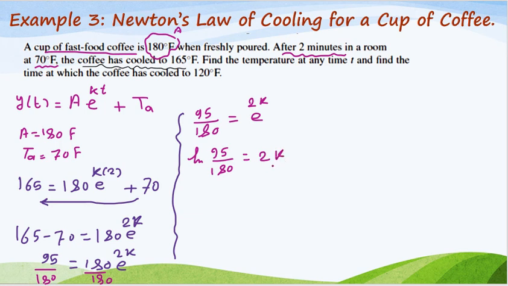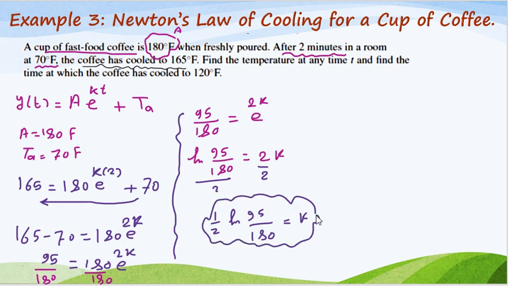Dividing both sides by 2, we get k equal to half ln of 95 over 180. This is the value of k.